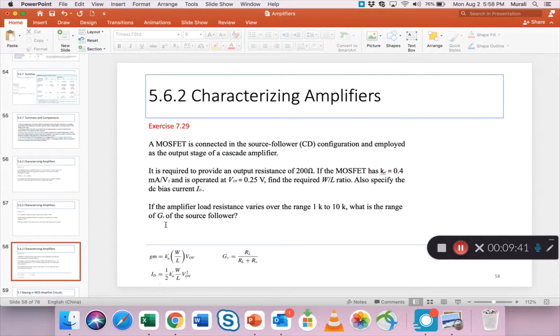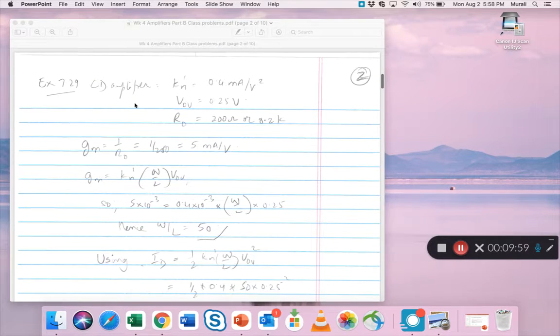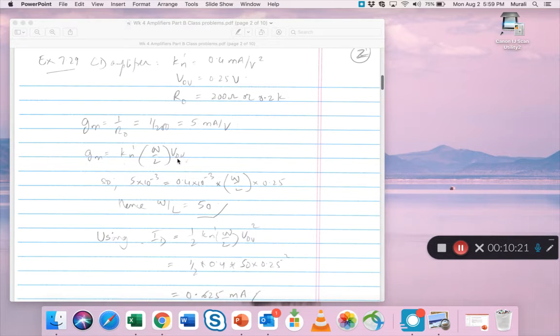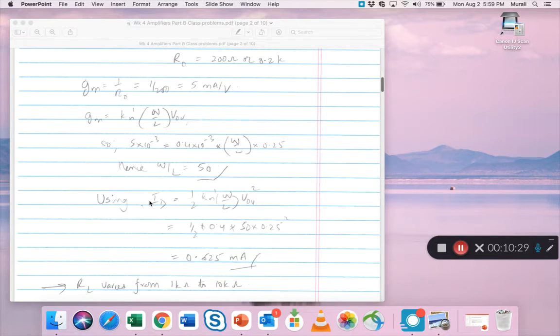Okay. So here we are given Kn prime, which is in this formula, and then for gm you have another formula, and then for gain you have this formula. So basically we are going to apply these three formulas here for the CD amplifier. Given Kn prime is 0.4 milliamps per volt squared, VOV overvoltage, Ro output resistance, gm is 1 by Ro, so that's 5 milliamps per volt. gm is also this, so from this you can find W by L because everything else is given. Again, plugging in the W by L here, you can come up with ID.